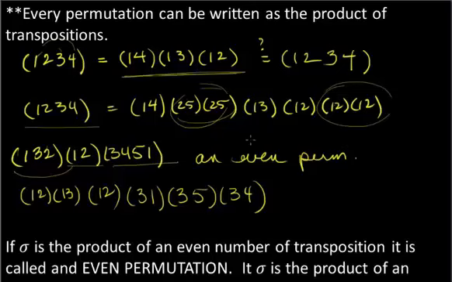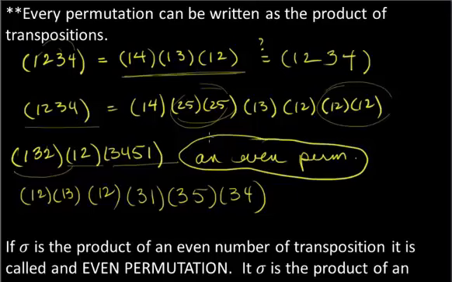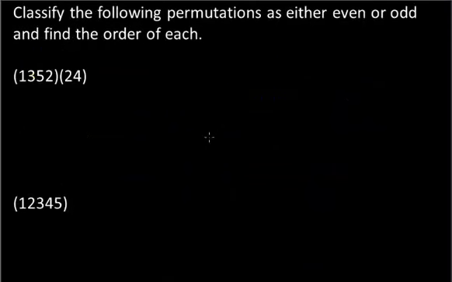Now, we didn't simplify it, but if you're just asked, is a permutation even or odd, you just write it as a product of transpositions, and if it is an even number of transpositions, the permutation is even. If it's odd, it's odd. Okay, so just the last 2 problems here. Classify the following as either even or odd and find the order of each. And why don't we find the inverse too? And inverse.